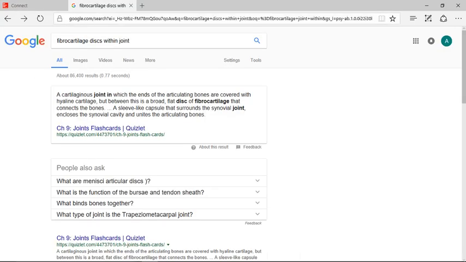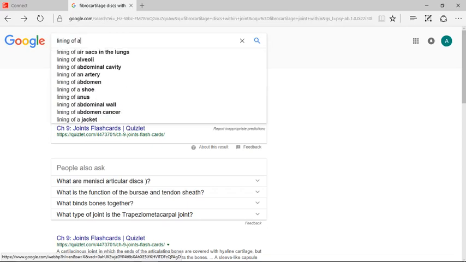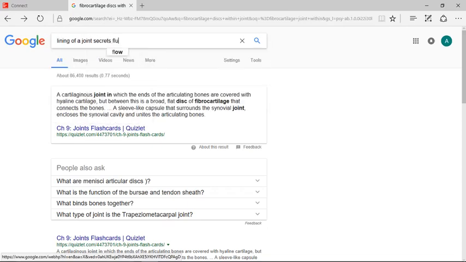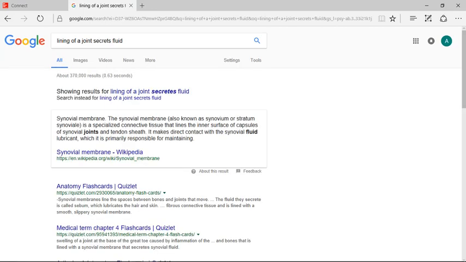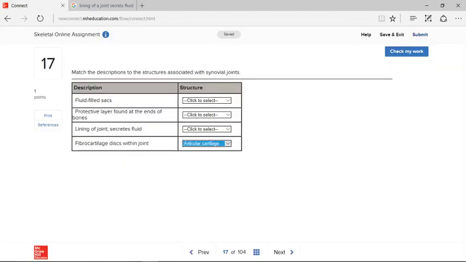So lining of a joint secretes fluid. Oh, it's alright. Synovial membrane. The synovial membrane, also known as the synovium or stratum synoviale, is a specialized connective tissue that lines the inner surface of the capsules of synovial joints and tendon sheath. It makes direct contact with the synovial fluid lubricant, which is primarily responsible for maintaining. Lining of a joint secretes fluid, that is the synovial membrane. Protective layer found at the ends of bones.